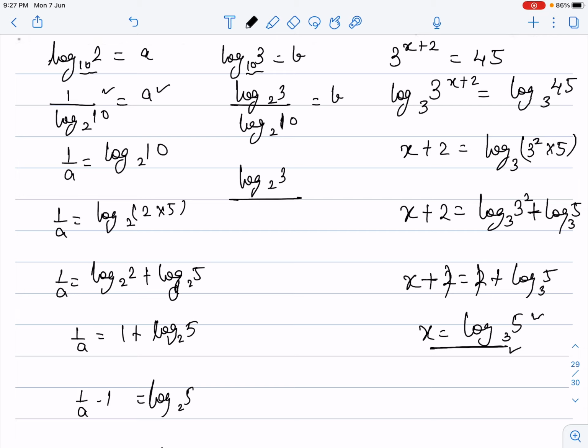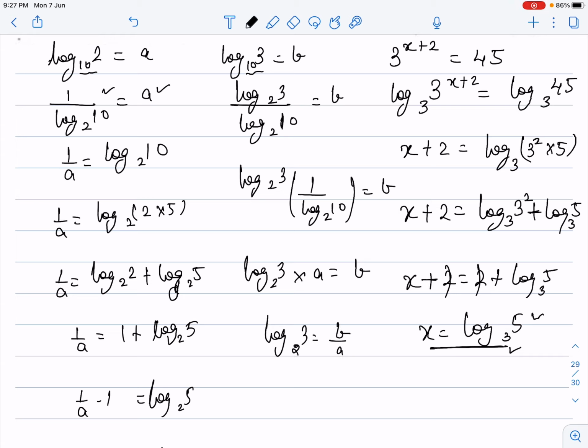So can I write it like this thing multiplied by 1 upon log of 10 base 2. 1 upon log of 10 base 2 is equal to a, we know. So log of 3 base 2 multiplied by 1 upon log of 10 base 2 is equal to b. So b will be written by me over here. So log of 3 base 2 will become what? It will become b upon a over here. Hope you guys have got my point.